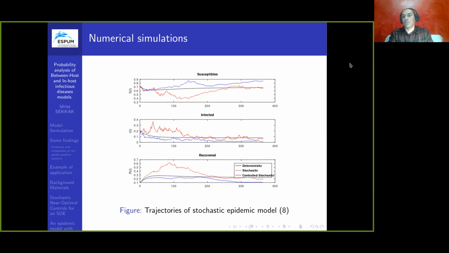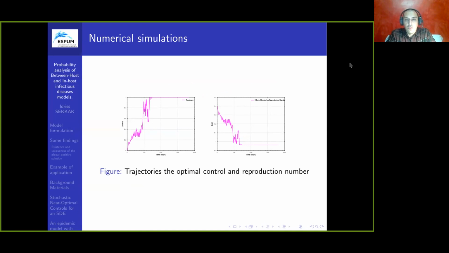For the treatment and the effective reproduction number, at first it was bigger than one, and after that, it stayed less than one. At the beginning it was gradual, and after that, in order to get the reproduction number less than one, we should have full capacity for the treatment to maintain the size of the infected population.